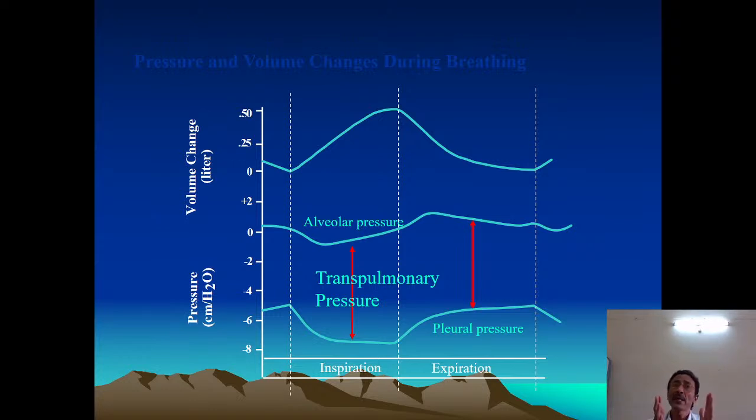So the gap between the visceral pleura and the parietal pleura is increasing. So there is a negative pressure in the pleural space. The intrapleural pressure, which is normally minus 2.5 centimeters or minus 1 centimeter, falls further and goes up to around minus 8 mmHg. So till minus 5 or minus 8 centimeters the pleural pressure falls.